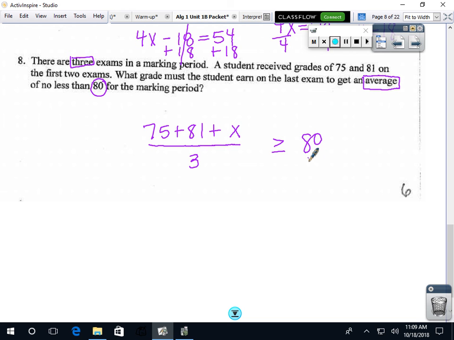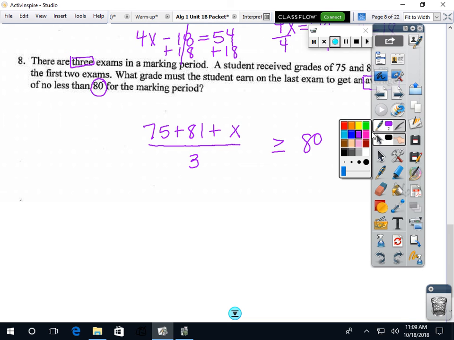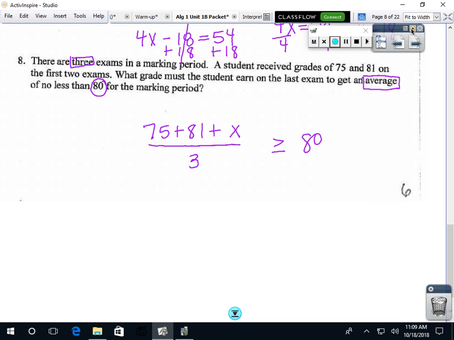Now that we have it set up, we just solve. Any idea how we would start solving for X? You could do that. You could go ahead and combine these. What do those combine to be? 156. Okay, now what would we need to do to solve for X? Well, look, it's already divided by 3.